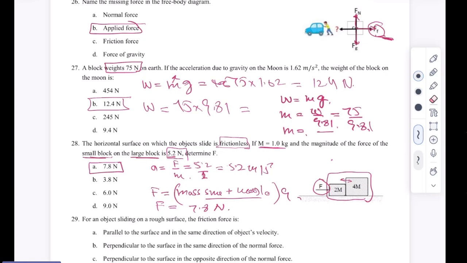So we need to calculate the acceleration when the object is moving. We calculate acceleration as a equals the force divided by the mass, and then you will get the acceleration. Adding the contact force, the total force is the sum of these two. When you substitute the values, you will get a total force of 7.8 Newton.